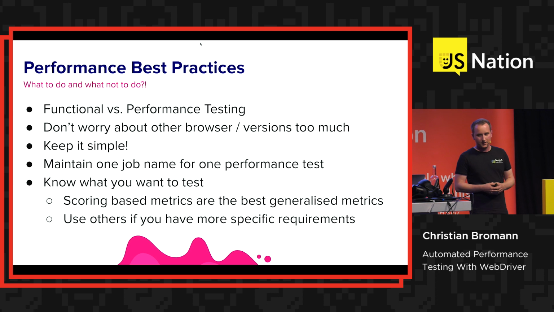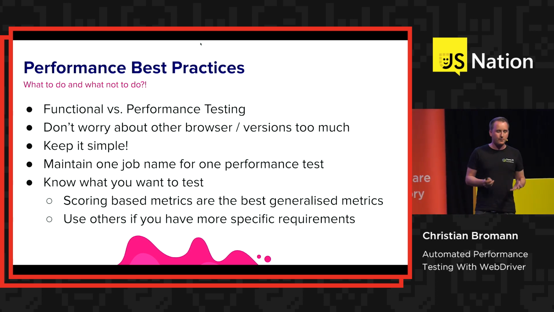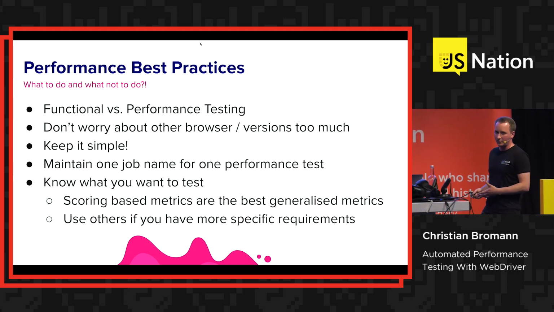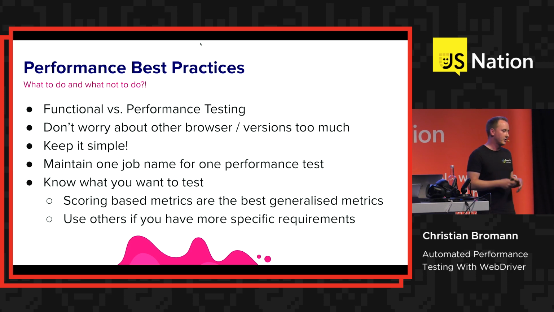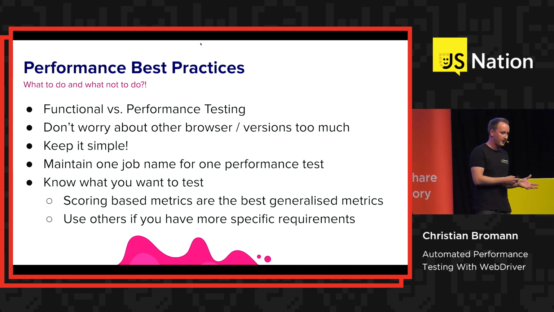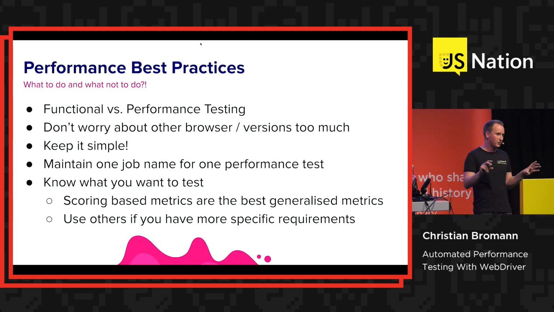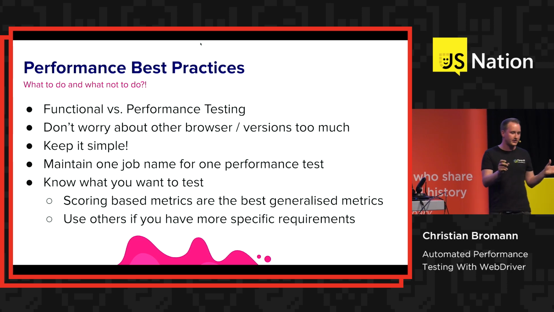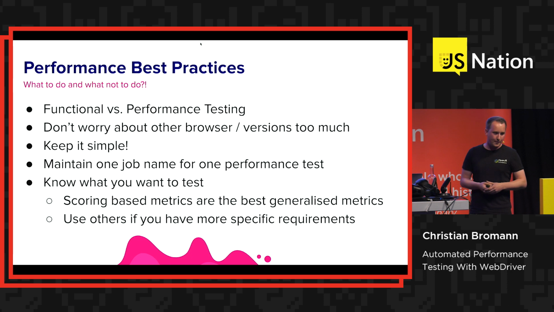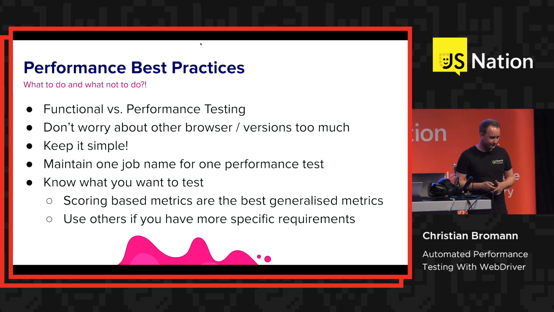Before I end this talk, I want to give you some performance best practices that I discovered so far. Really, really important is that you should test your functional behavior apart from performance testing. It's really critical because performance testing tests the performance of your application. It's like if you see the testing pyramid, you still do a lot of unit tests, you still have some integration tests, you do some end-to-end tests for your most important user stories. And performance testing is like the sprinkle on top of this pyramid.